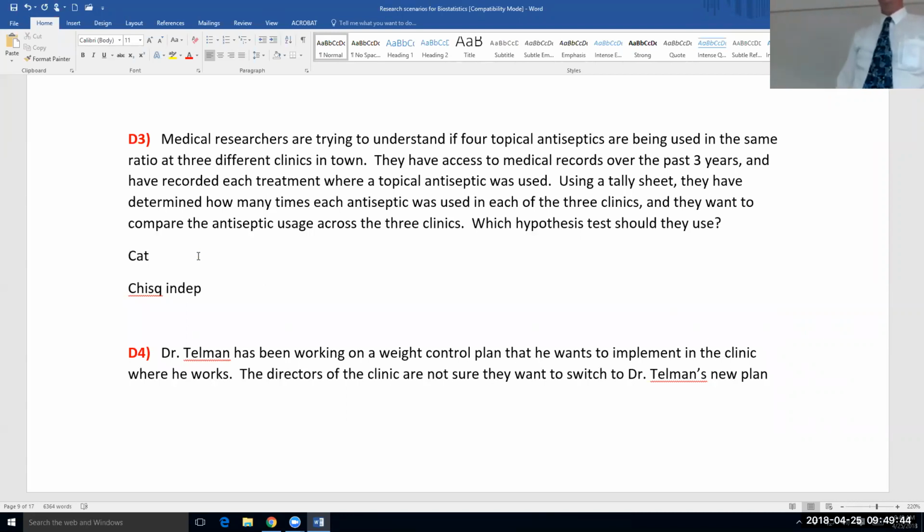ANOVA looks like it because you're thinking, oh, these are antiseptics being used. But for ANOVA you would compare mu1 equals mu2 equals mu3 equals mu4, right? That's normally what you would do with ANOVA. But the problem is we're comparing antiseptic 1, 2, 3, and 4 with clinic 1, 2, and 3. So you're going to have a table that looks like this. ANOVA is only going to be a single row of means. Because they're doing the tally sheet, they're just doing counts at each clinic. So the independence test is going to be a 3 by 4, whereas the ANOVA test is just going to be 4 means.